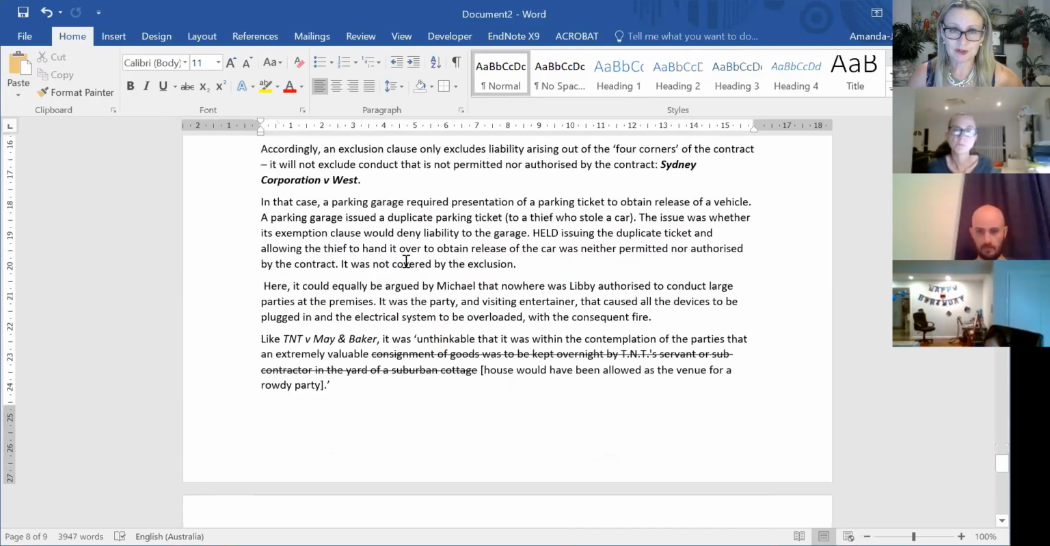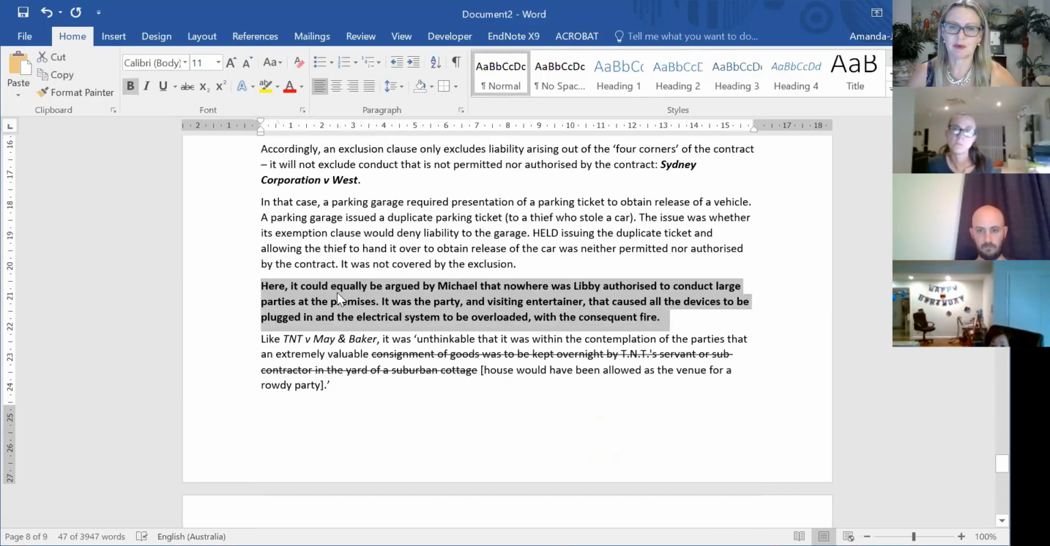We have this four corners rule. And what I'm saying is that the conduct in her having the party was so outside the authorised permitted use of the premises that any exemption just doesn't bite, because it's outside the terms of the contract. It's so outrageous, unpermitted, unauthorised. Do you know what I mean?